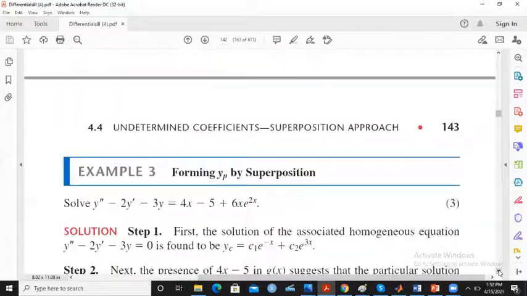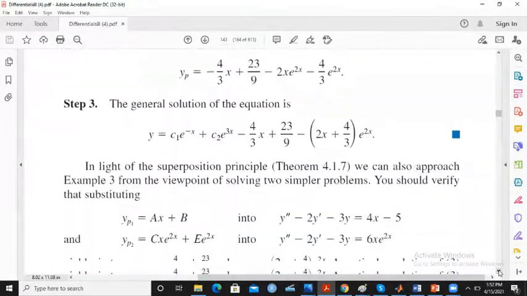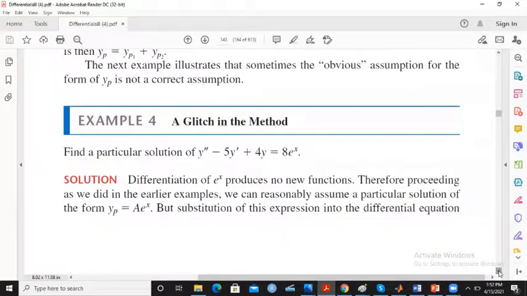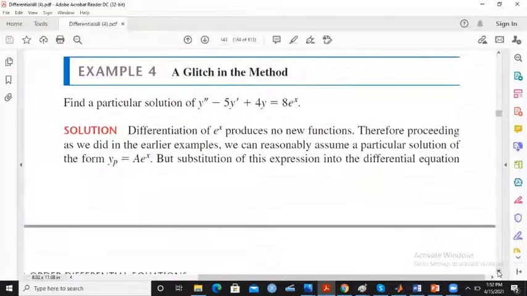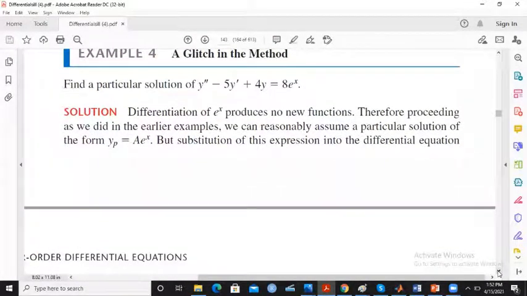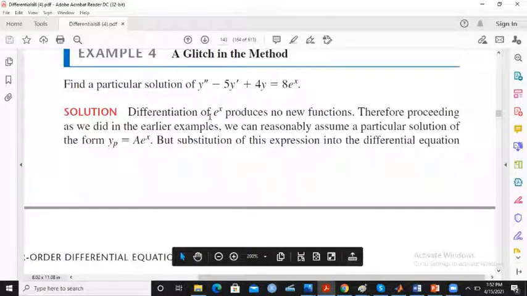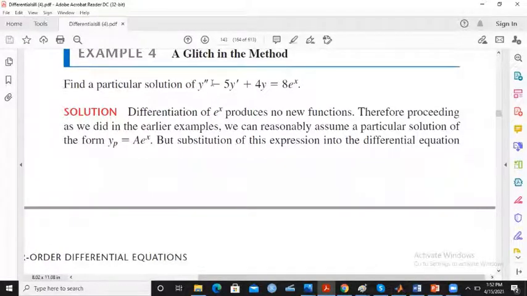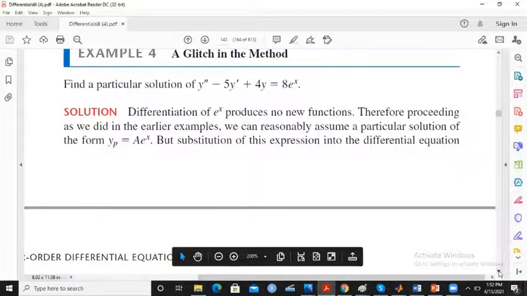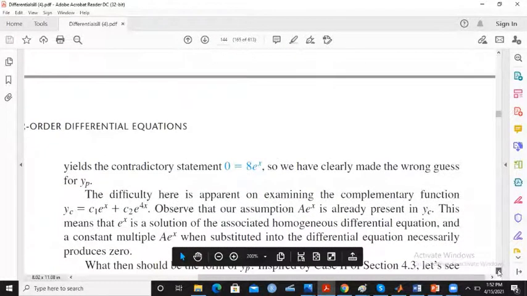Now, a very, very important example, example number 4, a glitch in the method. Why is there a glitch? Because when we talk about repetition, we have to be very, very careful. For example, here for the complementary solution, y double dash minus 5y dash plus 4y, you will get m² minus 5m plus 4. Put it equal to 0 and find the two roots.